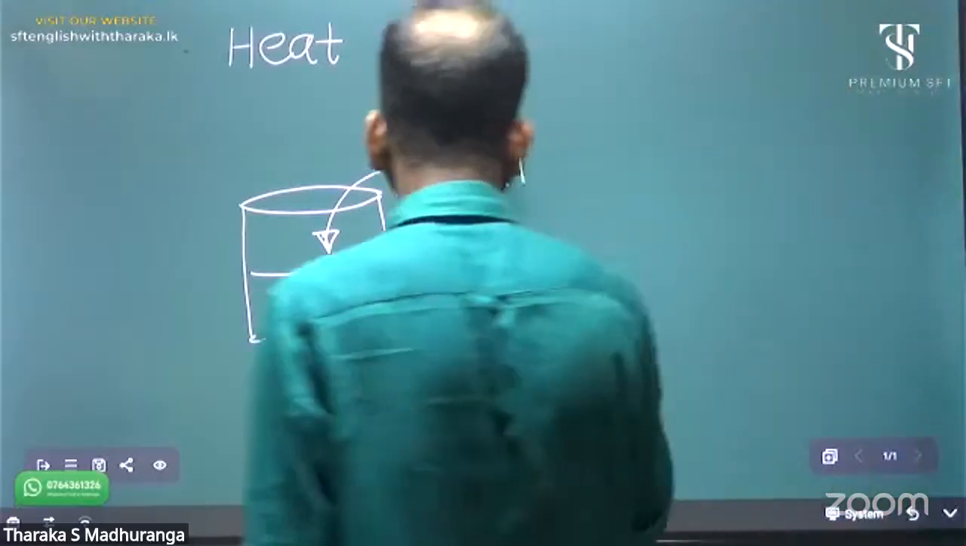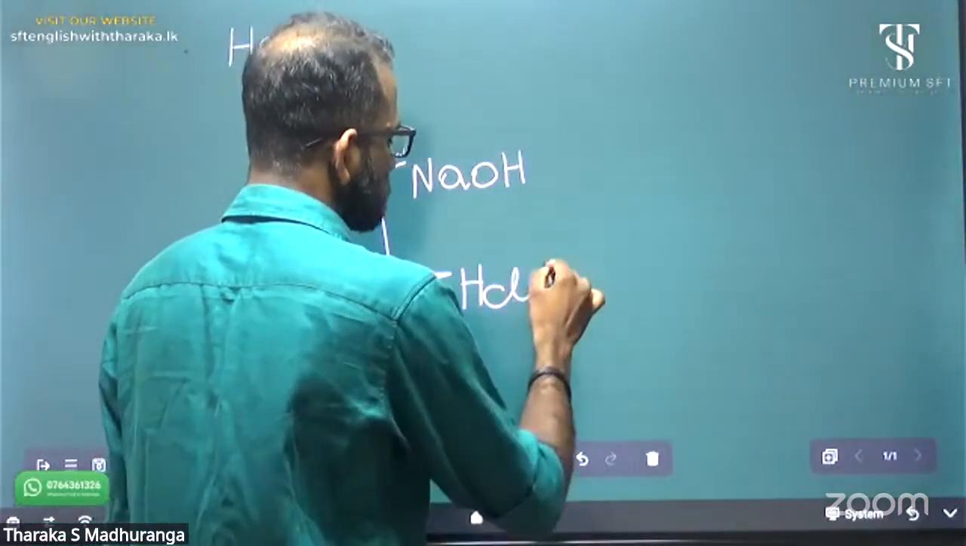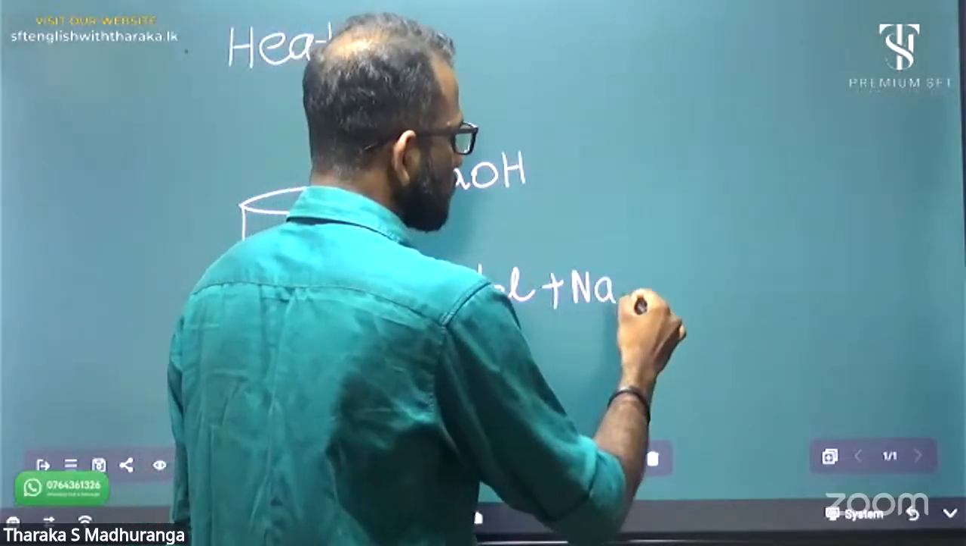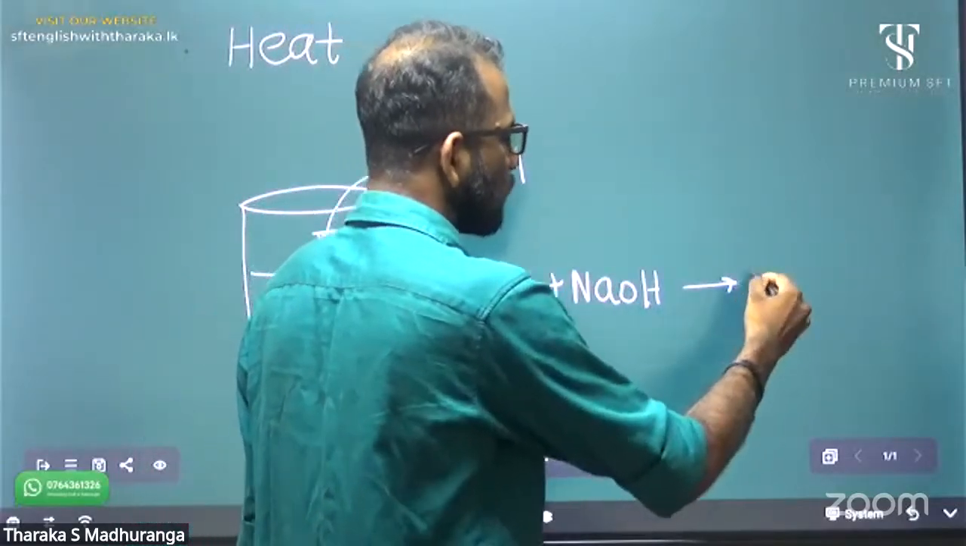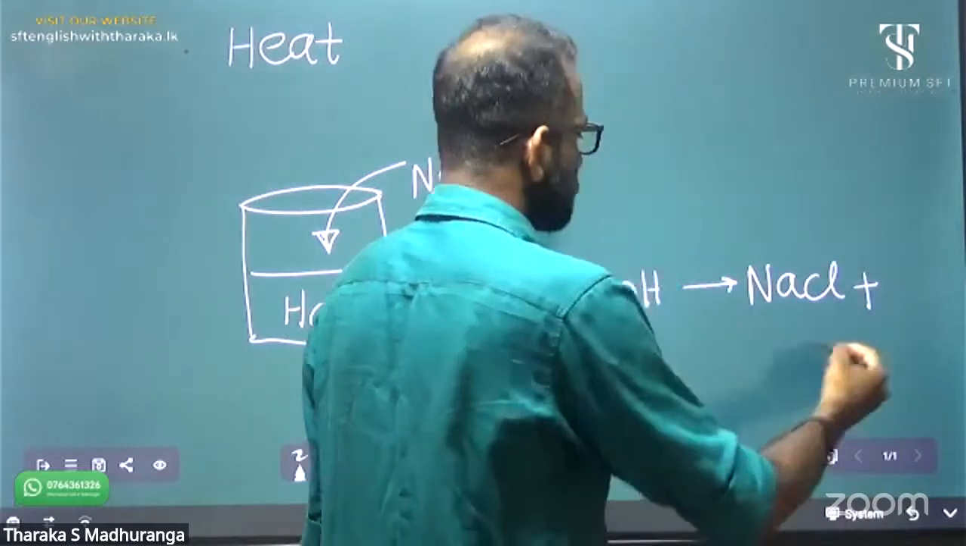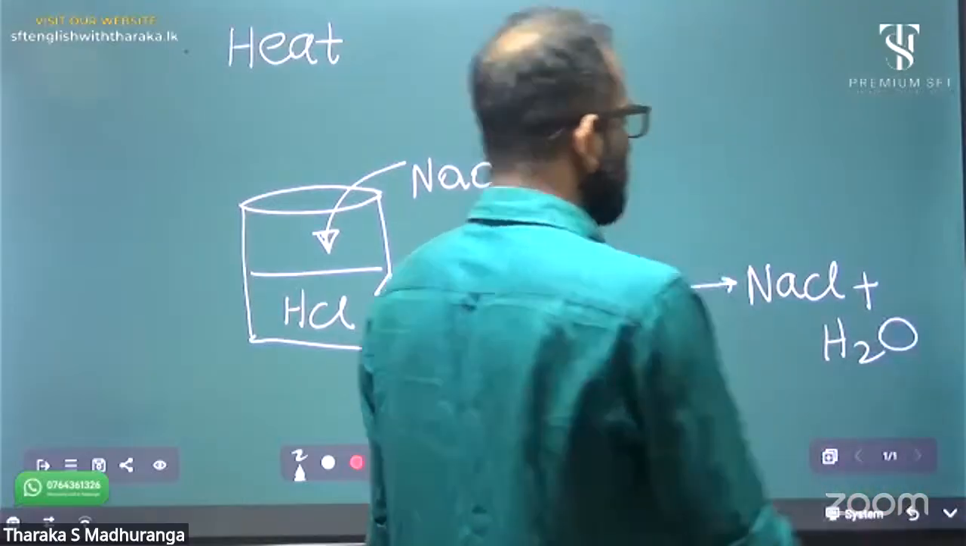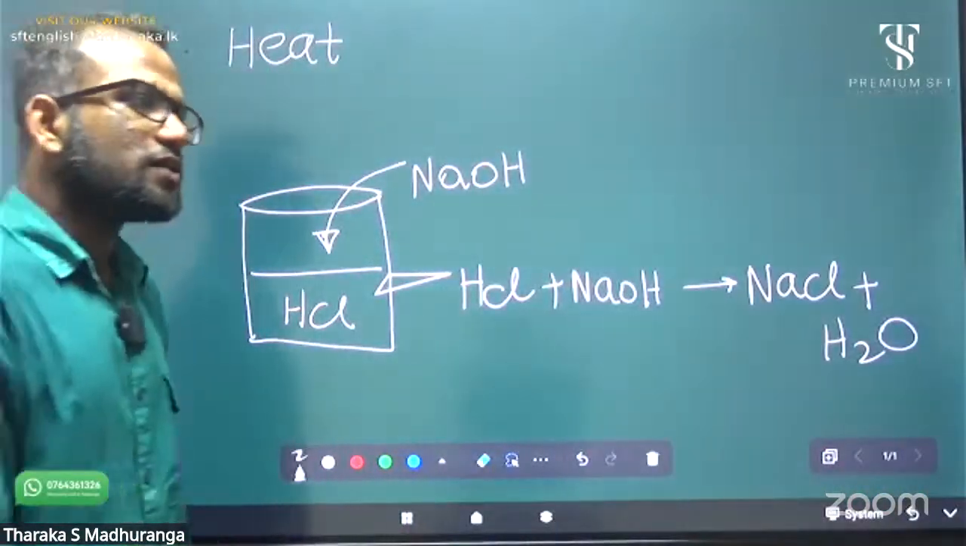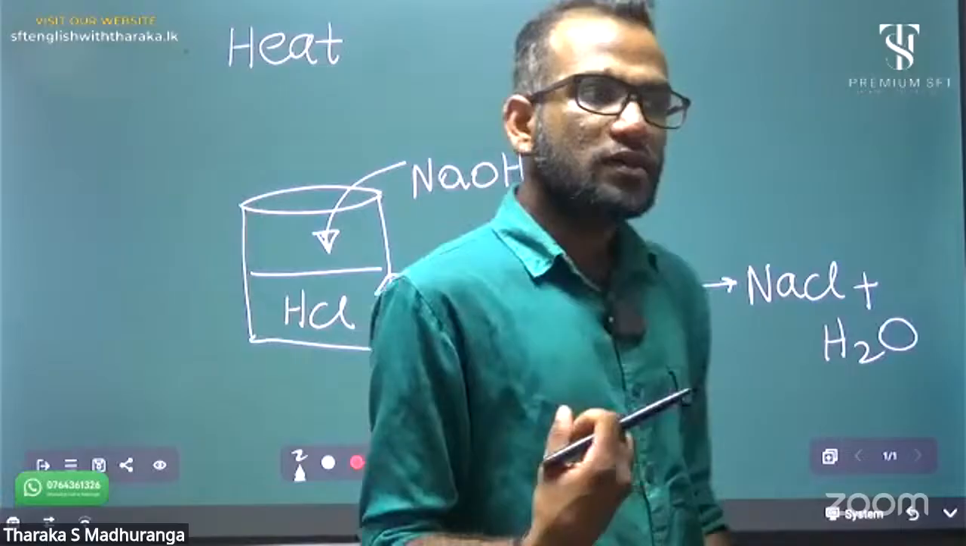Right? In this type of reaction, HCl plus sodium hydroxide produces sodium chloride, NaCl, and water, H2O. This type of reaction we call a neutralization.